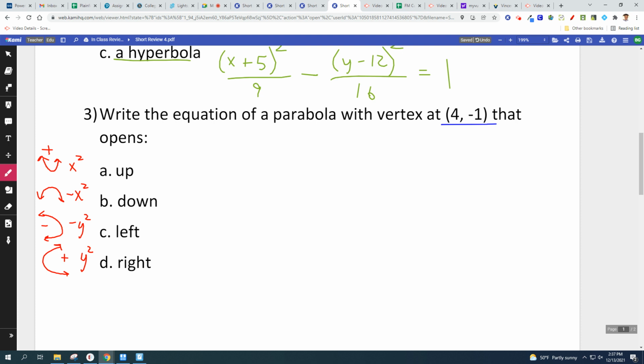We want the general form of y equals x squared. Just put in the vertex: y minus -1 and x minus 4. That's going to be a parabola that opens up and has that vertex. All right. If it's down, it's just going to be the same thing with a negative sign.